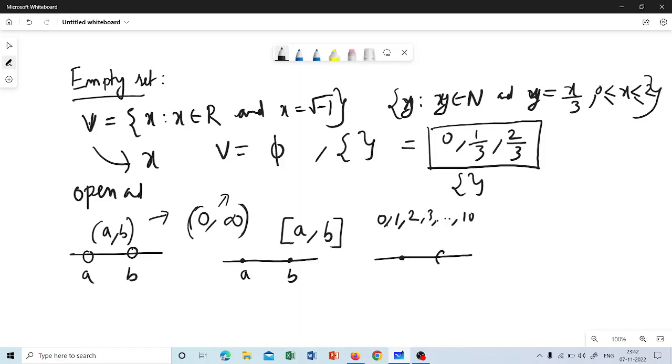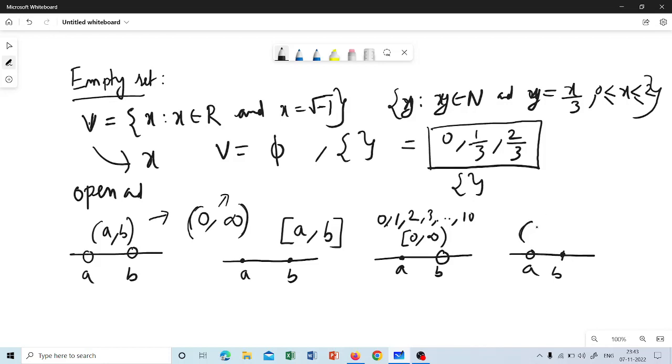This is common when the other side is infinity. If I take whole numbers, I can represent them as 0 to infinity. So this is a closed bracket and this is an open bracket. Infinity is not included, 0 is included. Similarly, this can be open and this can be closed. Open is represented by an empty circle, and closed by a filled circle.